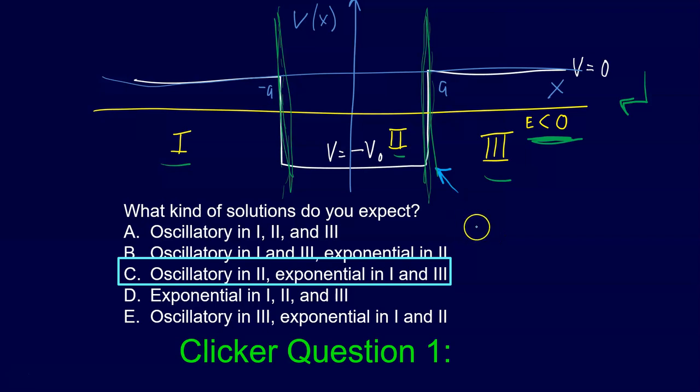Again, what I like to think about is where this particle is classically allowed or classically forbidden. Here the energy is below the potential, so this is classically forbidden, which means it's going to be exponential. Same thing over here, classically forbidden. And here the energy is above the potential, so it's classically allowed, and so it's an oscillatory type solution.